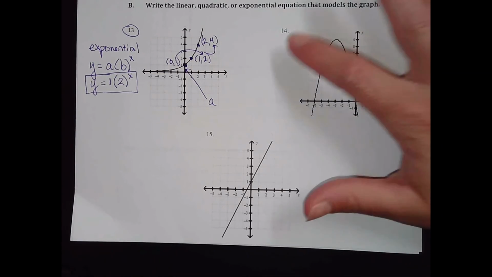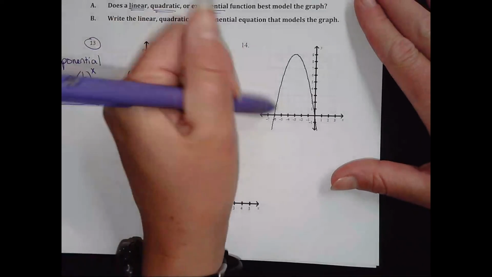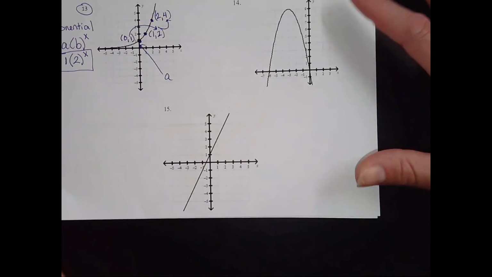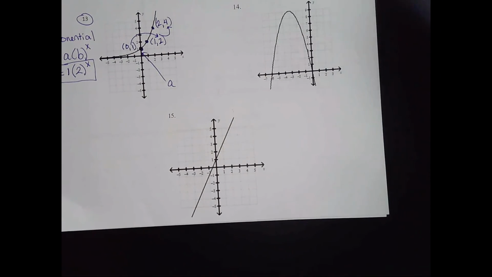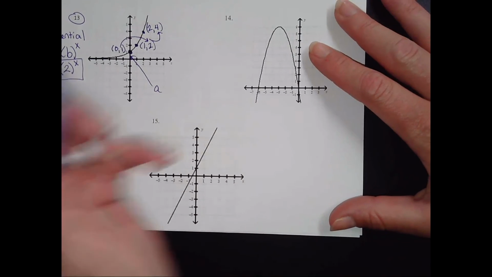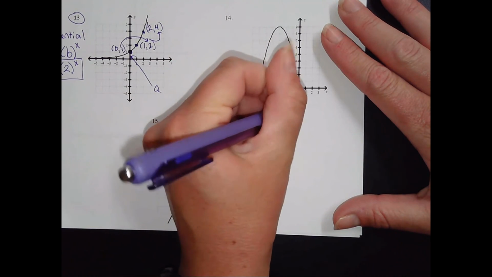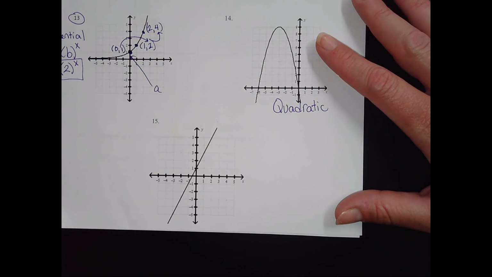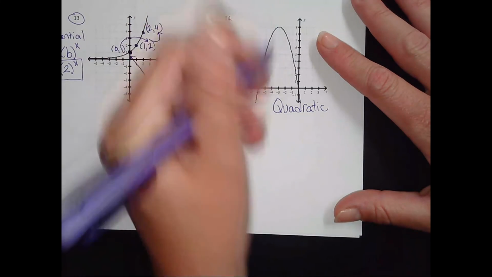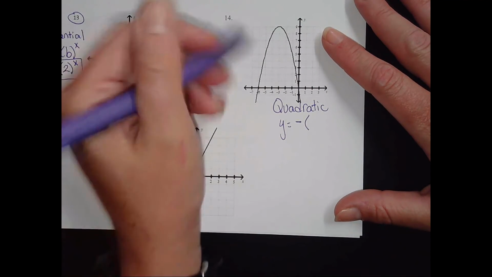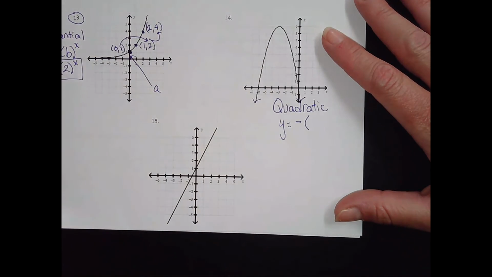Okay, 14. Anytime you have a U or an upside down U, this is a quadratic. It's an upside down U, and because it's upside down, that's your red flag that there's a negative out in front. So anytime they are opening down, that means that it's negative. You don't have to memorize all those.